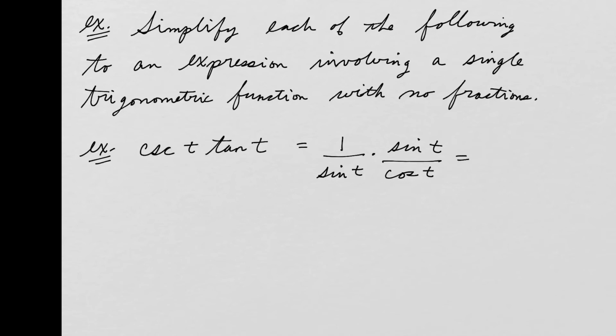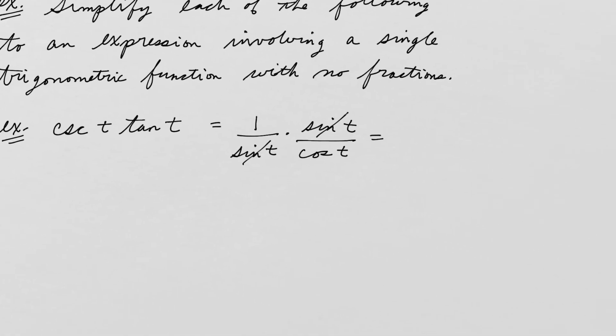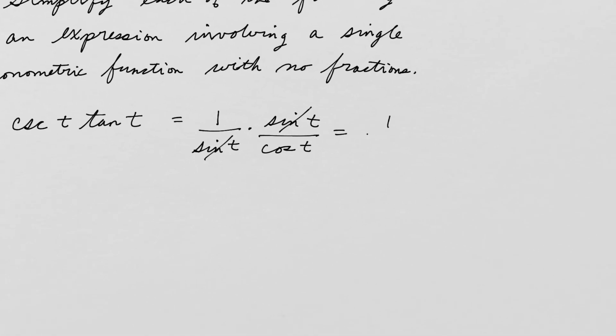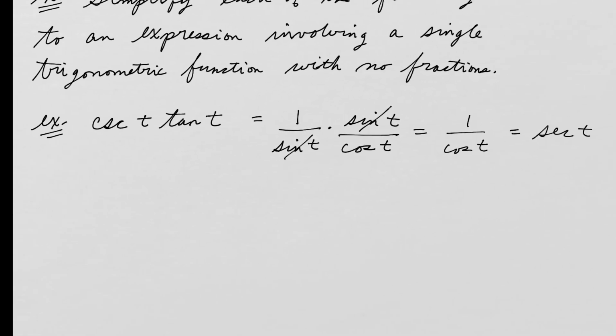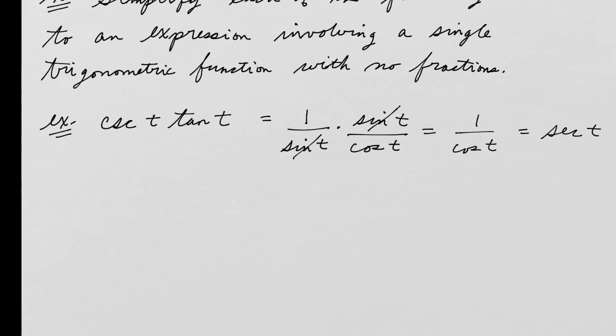Now look what happens. I can cancel sine of t over sine of t, assuming sine of t is not equal to 0. What I have left is 1 over cosine of t. But what is 1 over cosine? That is secant. So this is equal to secant of t. And that's what I wanted, an answer with no fractions. So cosecant of t times tan of t is the same as secant of t.